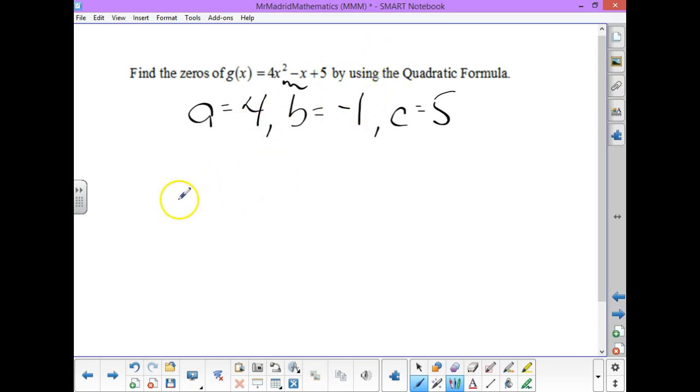It says quadratic formula, so I'll write it out here and let you guys try it out on your own, but it's the same thing.